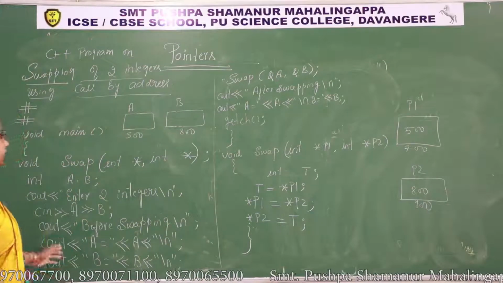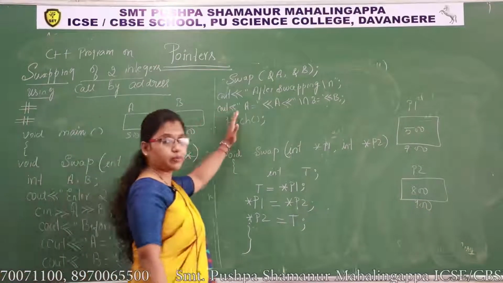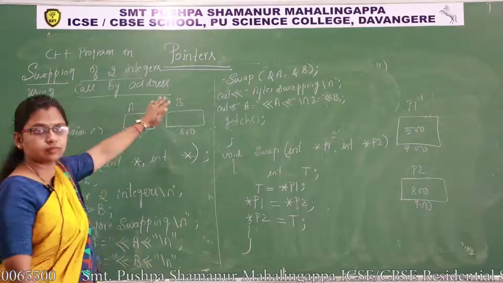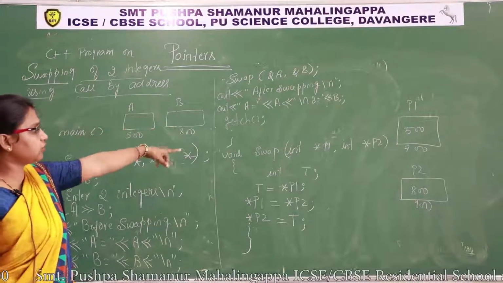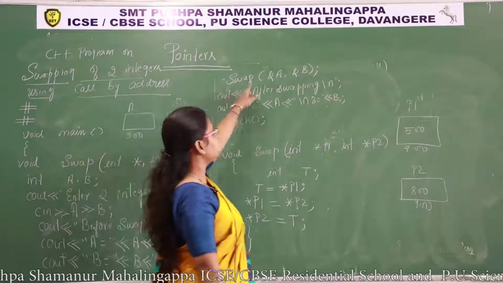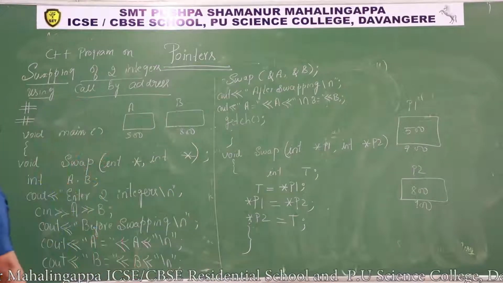So in this way we have to pass the address of the actual argument to the formal argument. So this is called call by address. Understood? We are calling this swap function from the main function by passing the address of these two arguments. How does it execute? Let us see the output screen here.